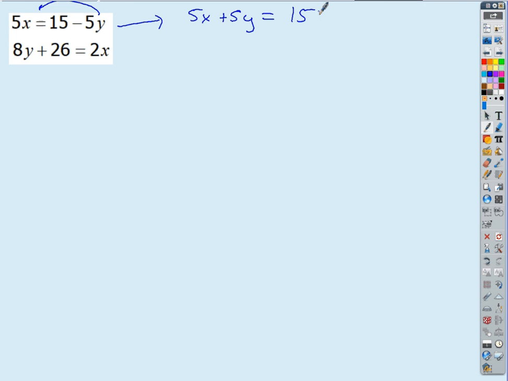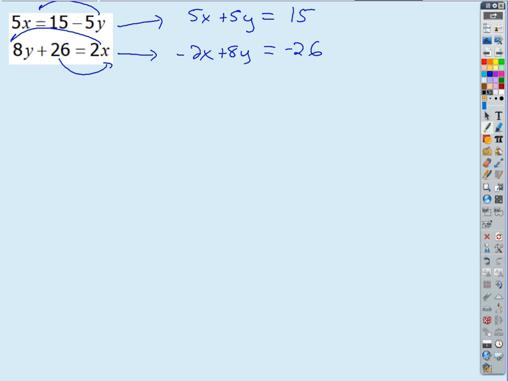Okay, what about the bottom equation? Subtract 2x. So I've got to push the 2x over here. I'm going to subtract 2x, so I'm going to get a negative 2x on that side. Subtract the 26 to that side. So the 8y stays there, doesn't it? I get negative 2x, still got my 8y on the left side, and I've got a minus 26 over there. Everybody agree? Okay.